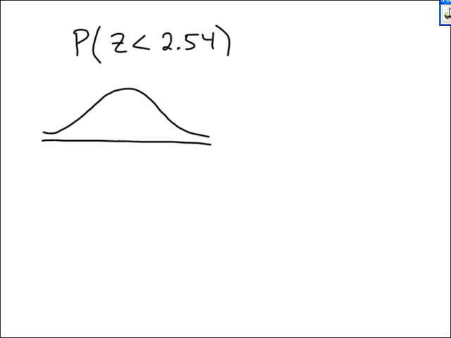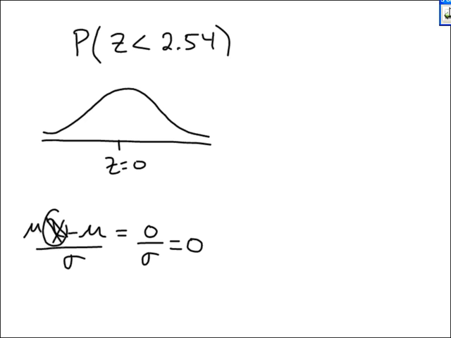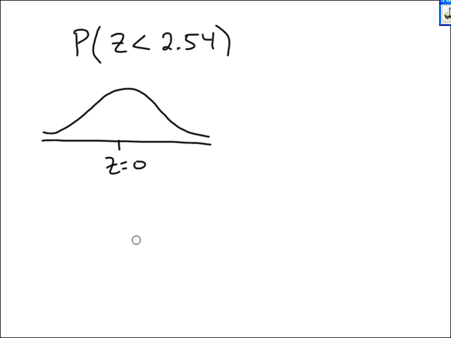For the record, z is 0 in the middle. If you think about it, z is x minus mu, over sigma, but at the middle, the x value is mu. So it's mu minus mu over sigma, which is 0 over sigma, which is 0. Right at the center, at the middle, mu, z is 0. And it's a number line, so 2.54 is to the right of 0. So the probability that you're less than, or possibly less than or equal to, 2.54 is this area.